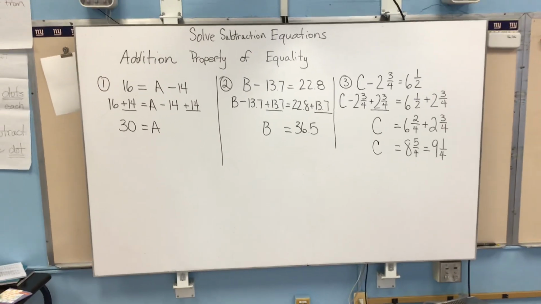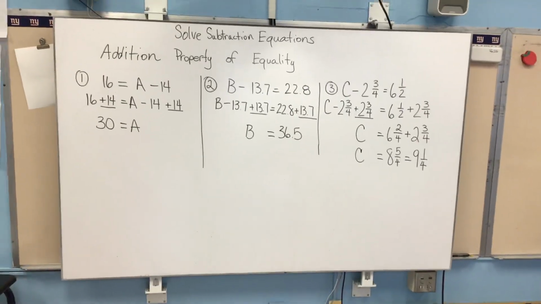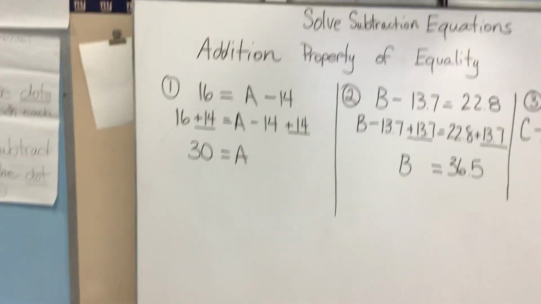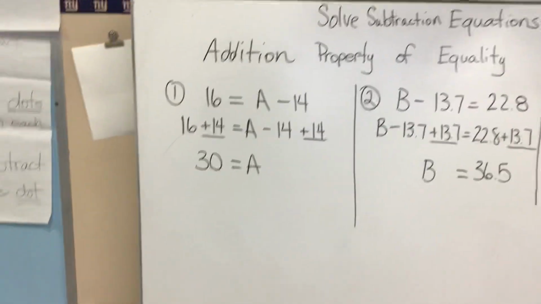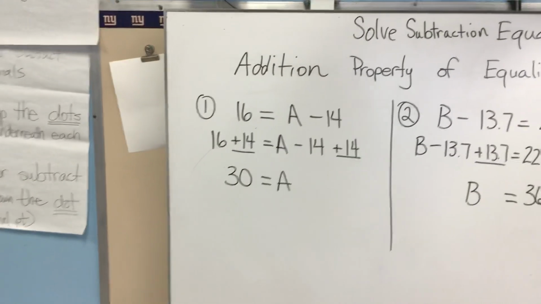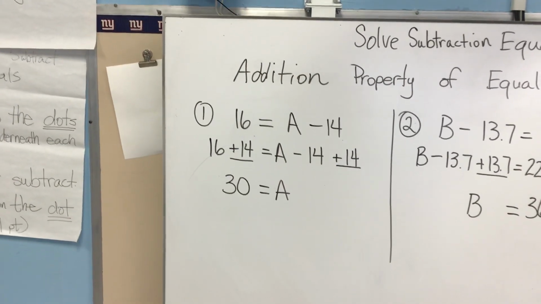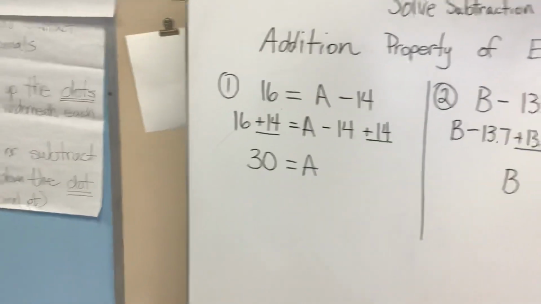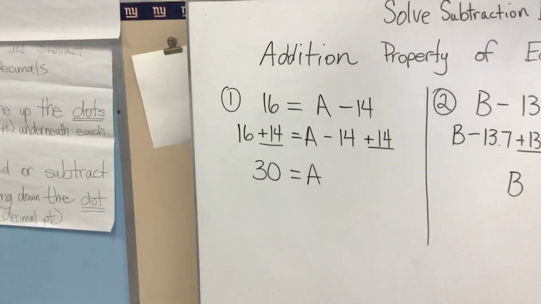On the board in front of you, we have 3 examples. So I'm going to go over all 3 examples to make sure we understand it and there aren't any issues. For number 1, we have 16 equals a minus 14. So I'm going to add 14 to both sides of the equation. The reason I'm doing that is because I want to isolate the variable. I want to get the a by itself. So 16 plus 14 equals 30, and negative 14 plus 14 equals just a. So my answer is going to be 30 equals a.